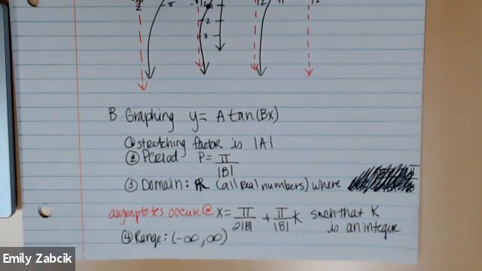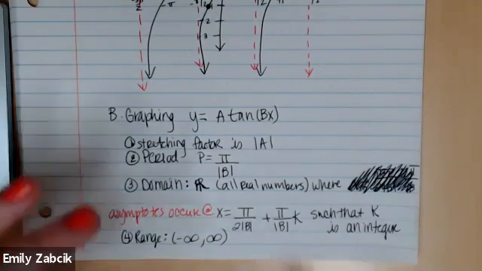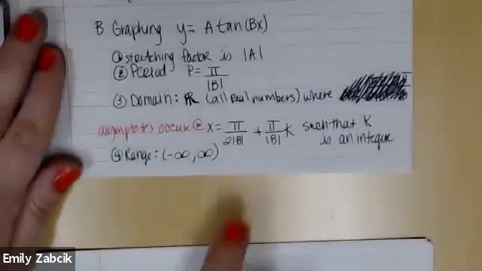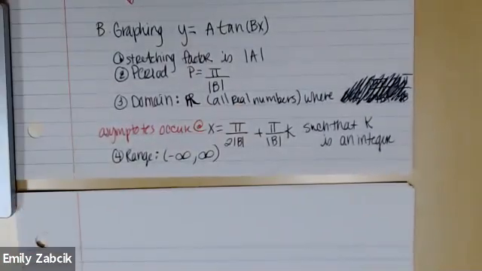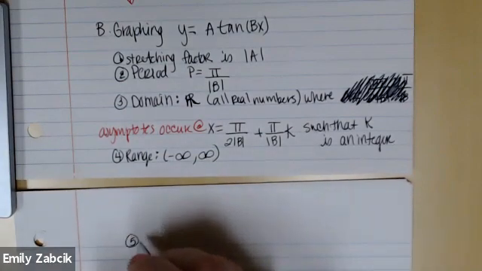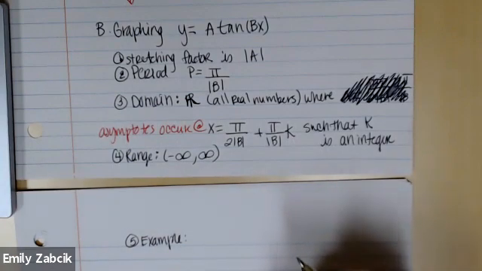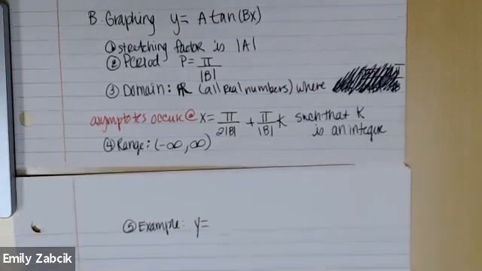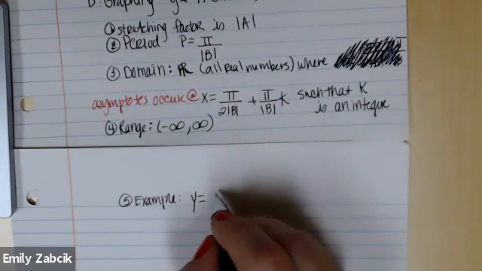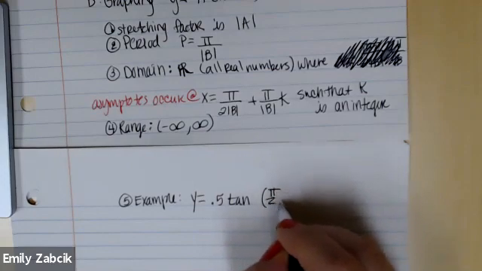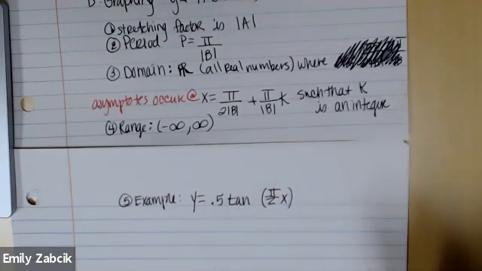And so putting this all together, I want to look at an equation, identify some stuff, and graph it, okay? So there are just some guidelines or characteristics for graphing y equals a tangent of bx. And so let's do an example to go with it. I want to look at sketching one period of the function y equals 0.5 tangent pi over 2 of x.